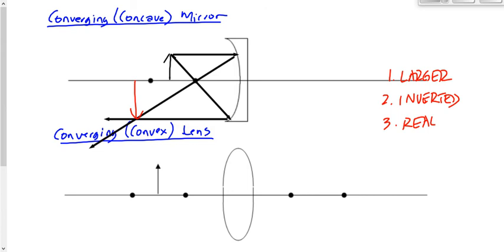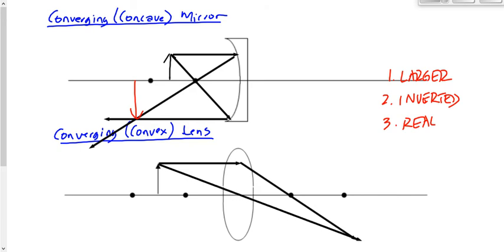Now, let's take a look at the bottom diagram. This is a converging lens or a convex lens. If we draw a ray diagram for this one, we're going to draw it with the first ray from the top of the object, then down through the focal point. Then we're going to draw the next one down through the optical center, and we're going to get an image that looks something like this. This image is larger, inverted, and real.